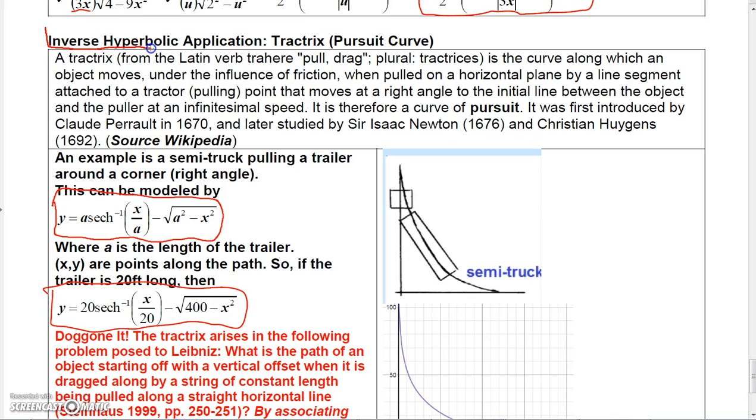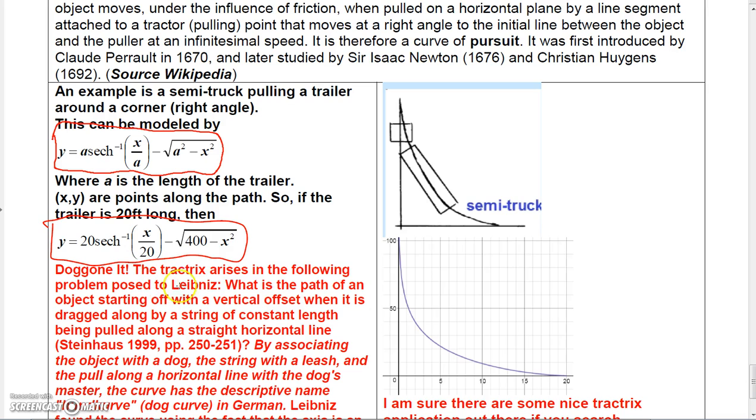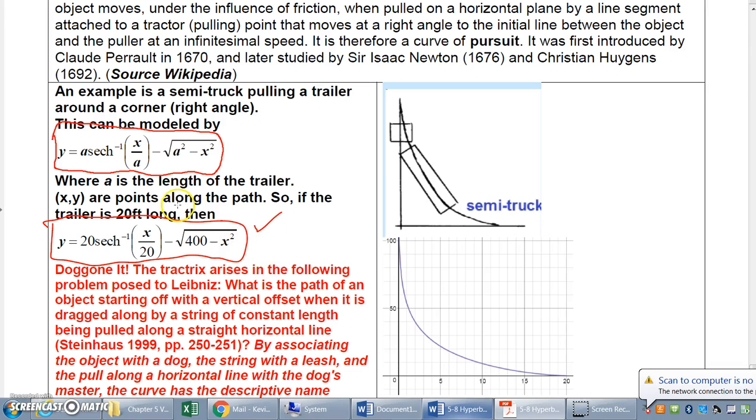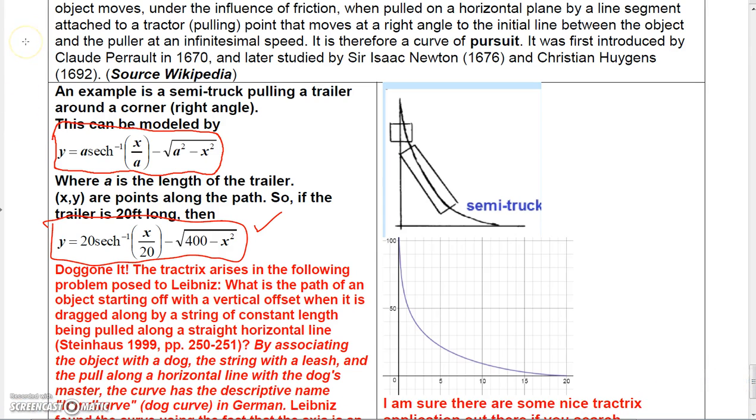I'm sure there are other inverse hyperbolic applications, but all I found when I was looking, and I didn't look that hard, was something like this, where it represents the graph of a tractrix. So anyway, I believe that's all we've got in this chapter. I might have another section I want to throw at you that might involve some other applications, but I'm pretty close to done with this chapter.